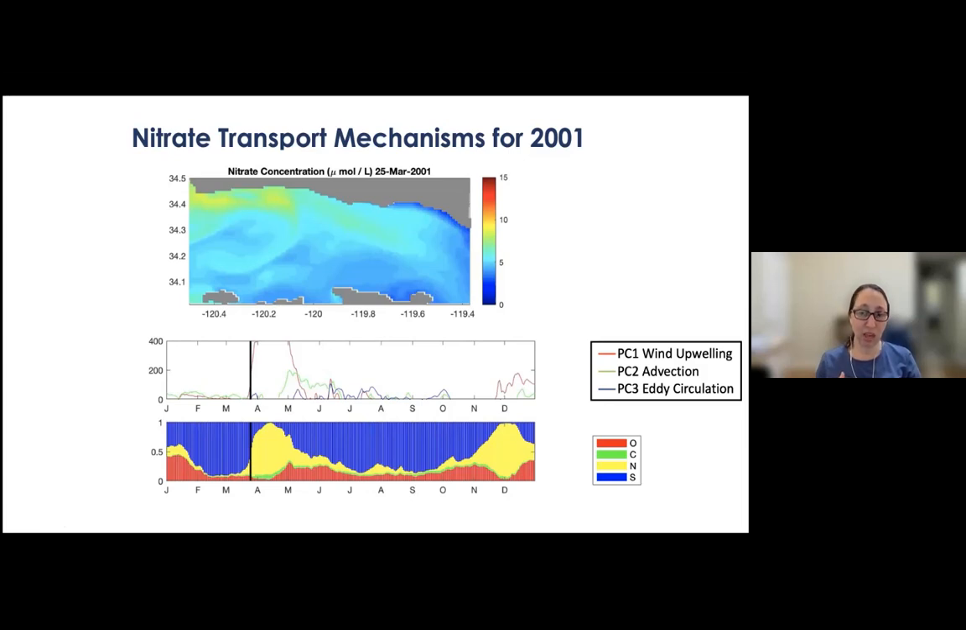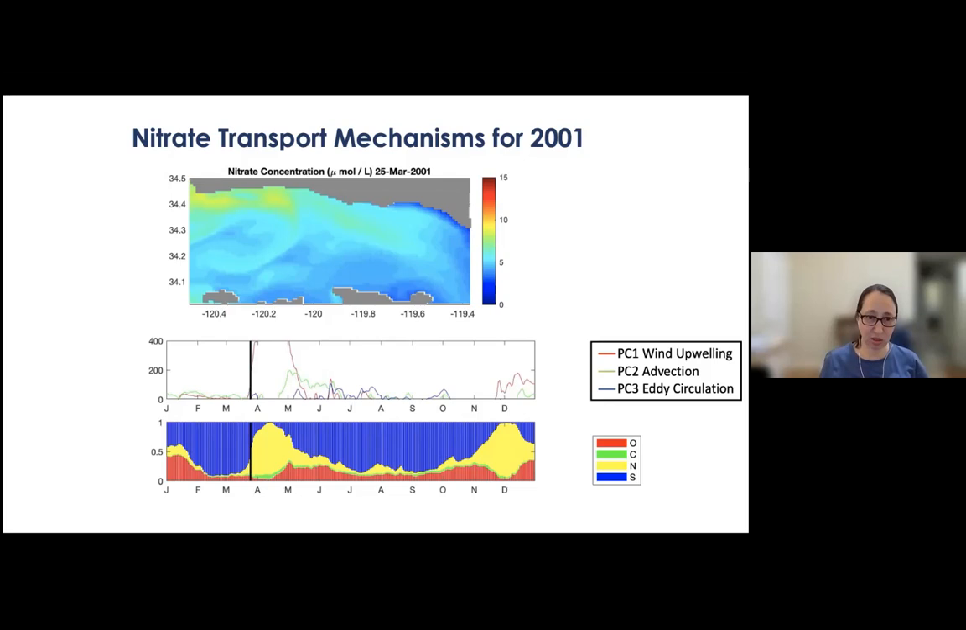The green is advection into the southern channel from the west. And the blue is the eddy circulation. And in the bottom, we're also showing the source location. This is the fraction of the channel that contains water that's either from the north, from the south, Southern California current, from within the channel, and the red is from where it's unclear.